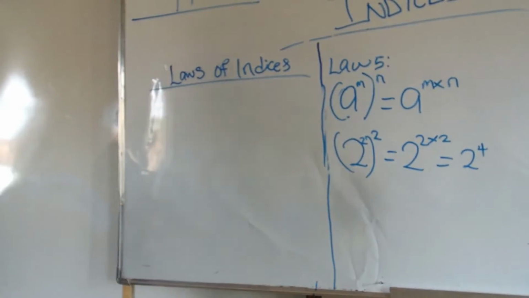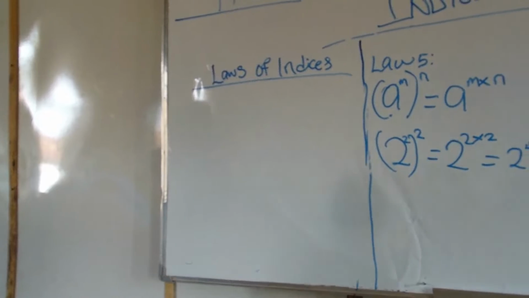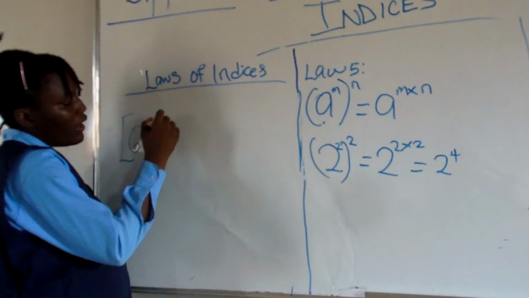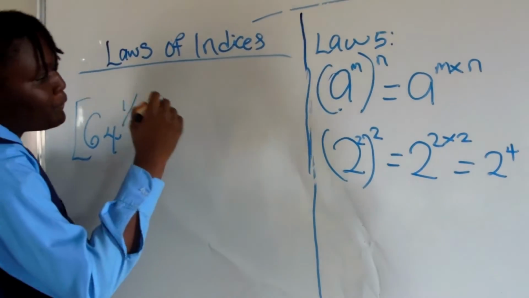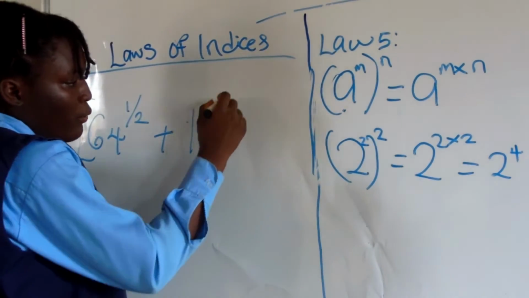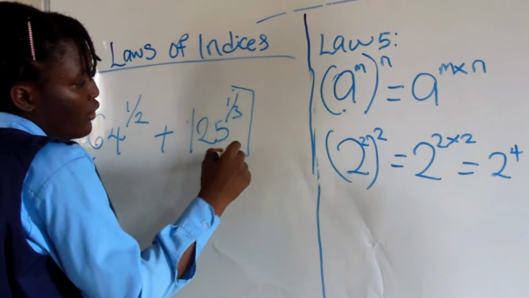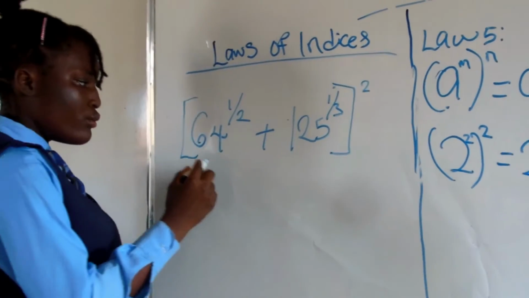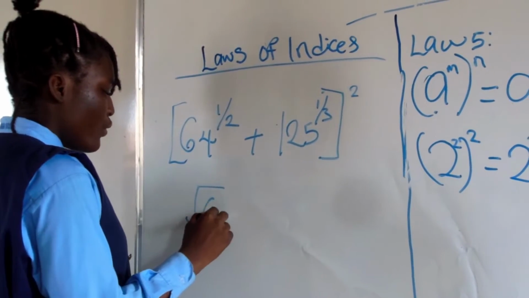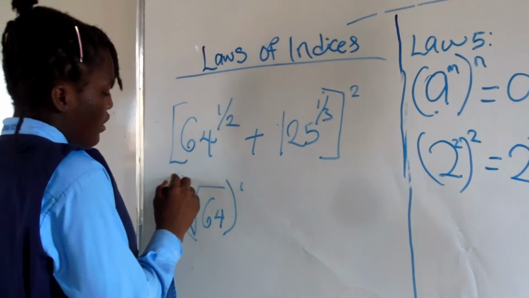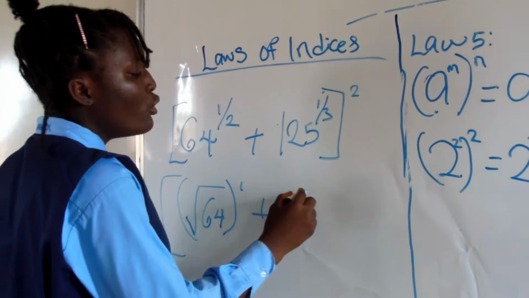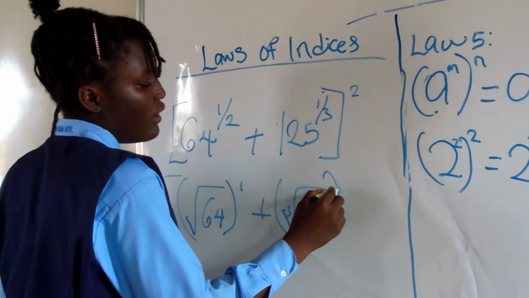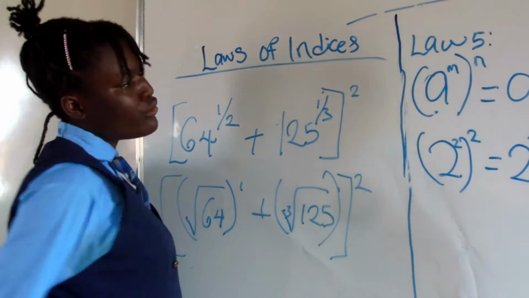So this question I want to solve is from JIKWOYI. It's 64 raised to the power of 1 over 2 plus 125 raised to the power of 1 over 3, all raised to the power of 2. Now we will apply the fractional law, which is the square root of 64 all raised to the power of 1 plus the cube root of 125 all raised to the power of 1, all squared.